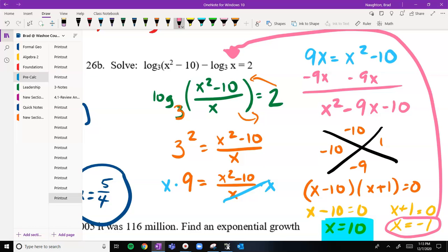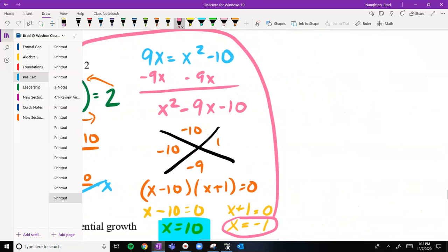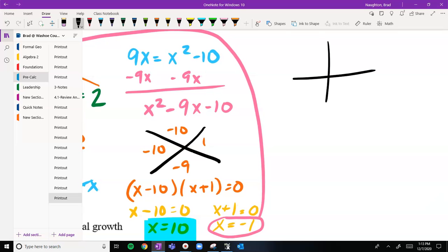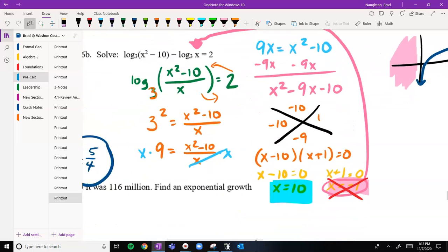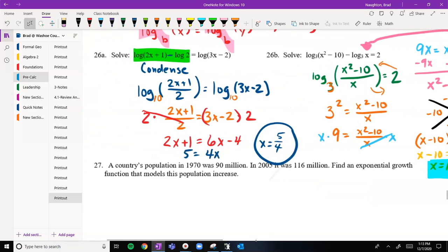The problem especially is that one, because just as we said at the beginning, when you graph and your log looks like this, there's no way to get over into the negative quadrant. So how would a negative 1 work? It wouldn't. So that's why our answer is just 10 and not both answers. All righty.